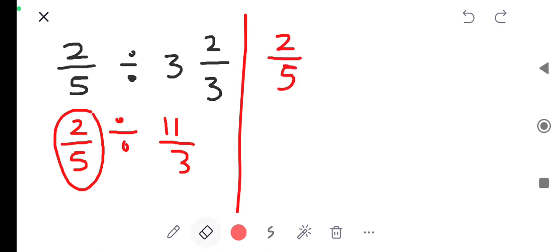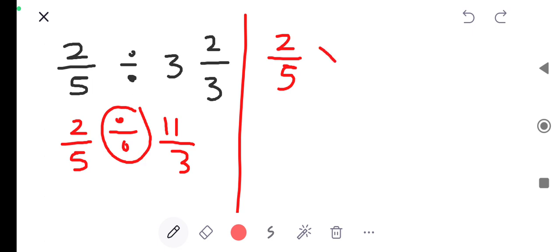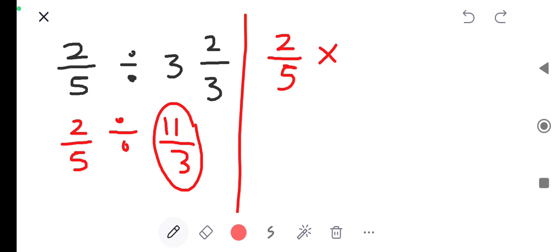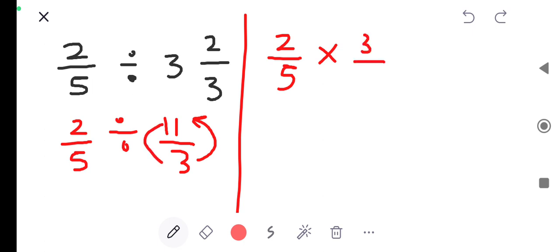Alright, then you change this division to multiplication. Then you flip 11 over 3. When you flip 11 over 3, 3 will go up and become the numerator. Then 11 will come down and become the denominator.